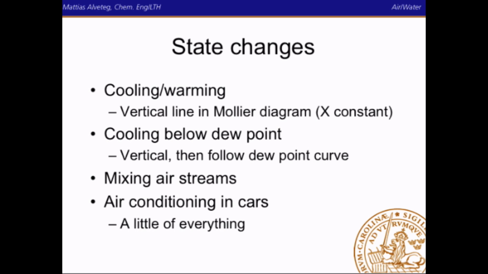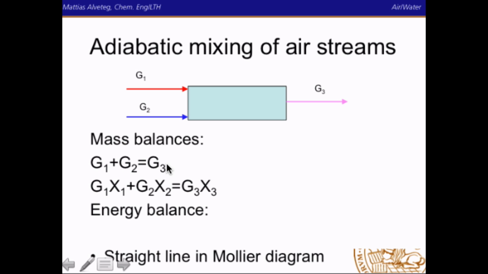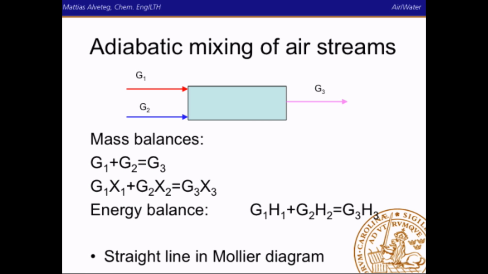And now we're going to talk about adiabatic mixing of air streams. So you have a warm air and a cooled air, and you mix them, and you can write up mass balances. You have a mass balance for pure air and a mass balance for pure water. And you can also write an energy balance. And the thing is that the mixture here, G3, will be on a straight line between G1 and G2. And that's because we have equal distance between different water contents and equal distance between different enthalpy lines in the Mollier diagram.